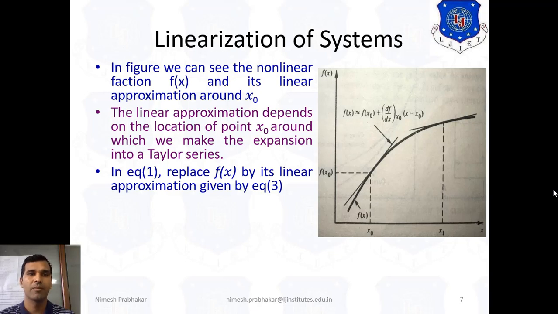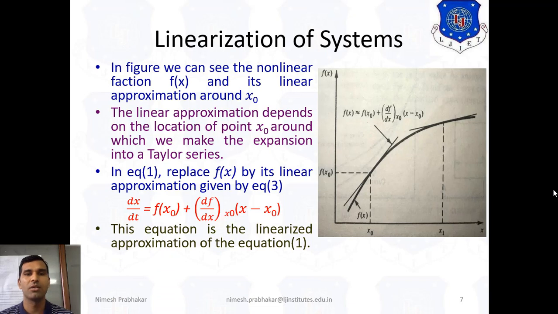By using equation number 3, we can write equation number 1 as dx/dt = f(x0) + (df/dx at x0)(x - x0). This equation represents the linearized approximation of equation number 1. So this is the method, or the steps, of linearization of any non-linear system.